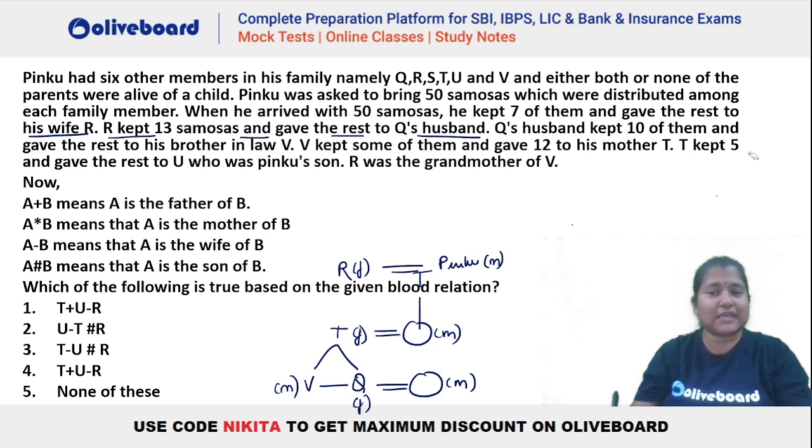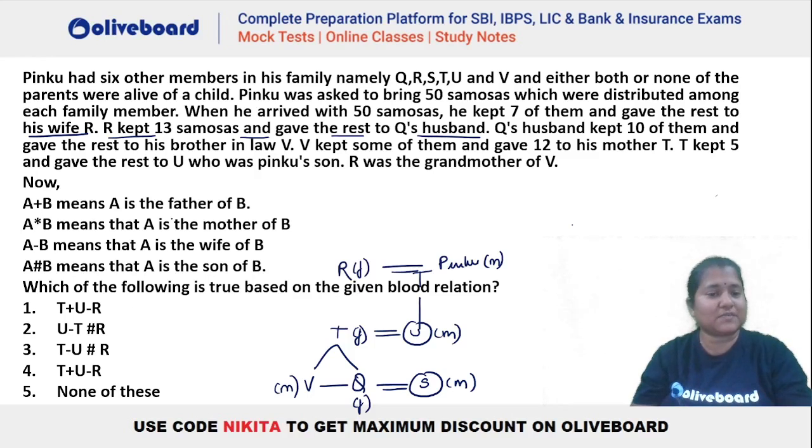Now it was given T kept 5 and gave the rest to U, who was Pinku's son. So you can see Pinku's son is U. So you can understand this has to be your U, isn't it? So this is U. So that means this has to be S here. So now we can answer the question also, right? We will find the number of samosas also, but let's answer the question first.